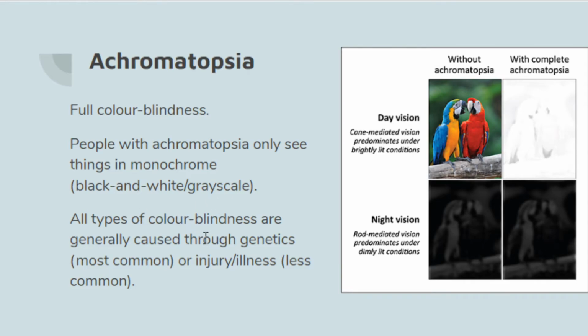All types of color blindness are generally caused through genetics, which is the most common, or there are some injury or illnesses that can create color deficiencies. And there's quite a few. You can look them up if you want. I know diabetes was on there, and sickle cell anemia was on there, and a couple others.